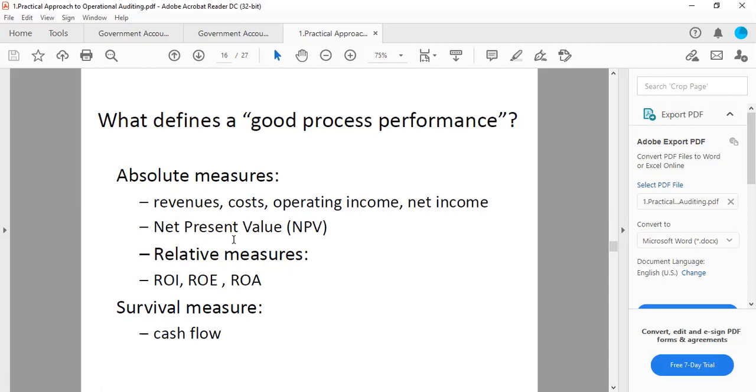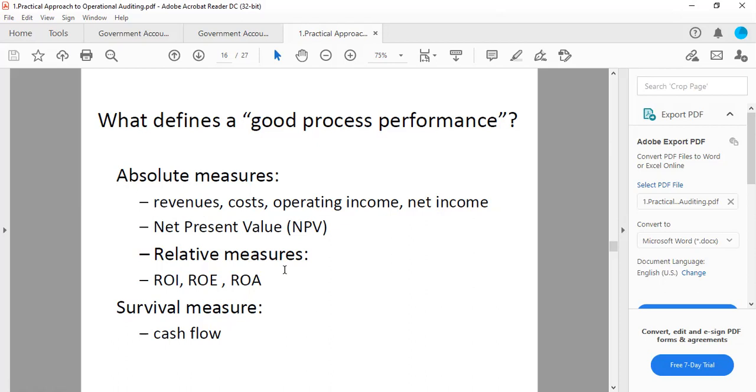Next is net present value, which, as discussed in capital budgeting, is the difference between the present value of cash inflows involved in a particular investment proposal or project, which is normally long-term or strategic, less the costs of investment. Then we also have the relative measures.